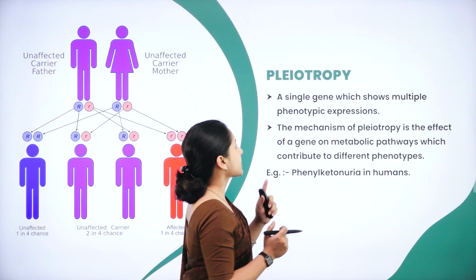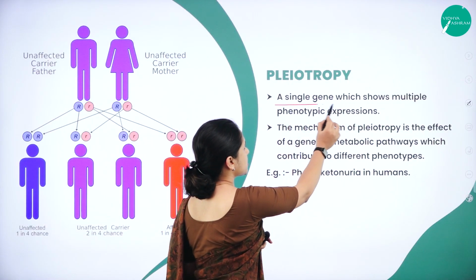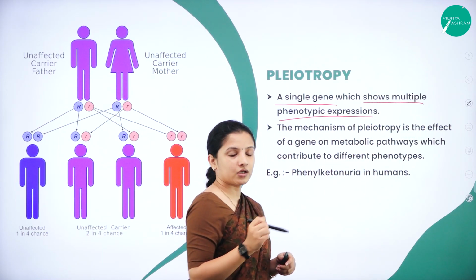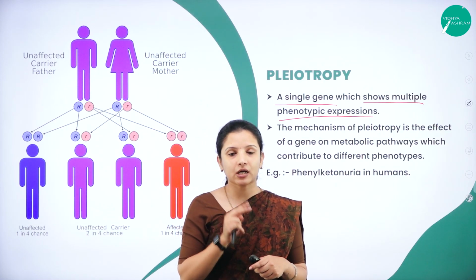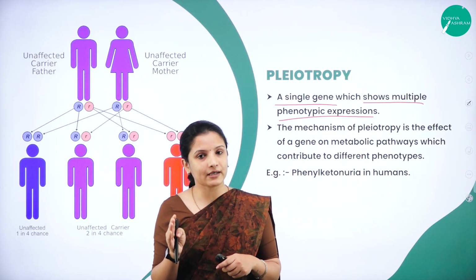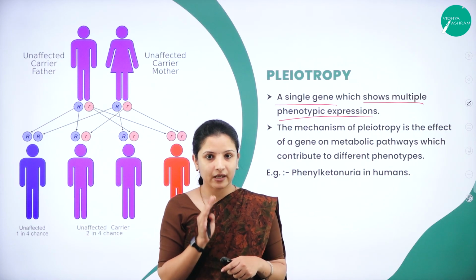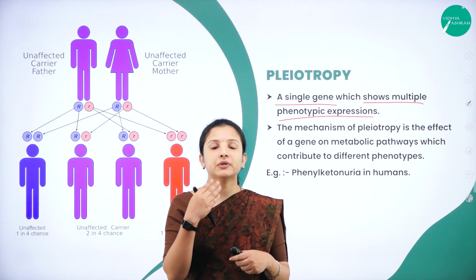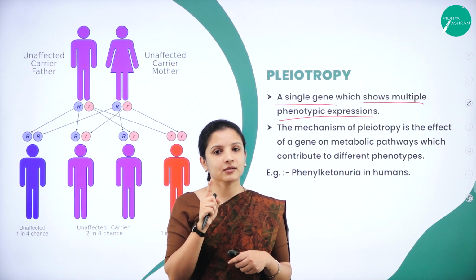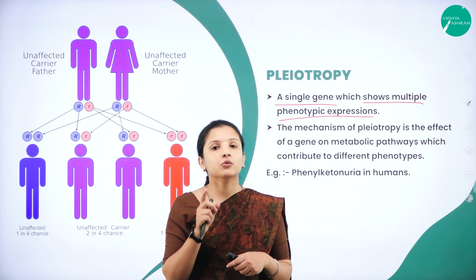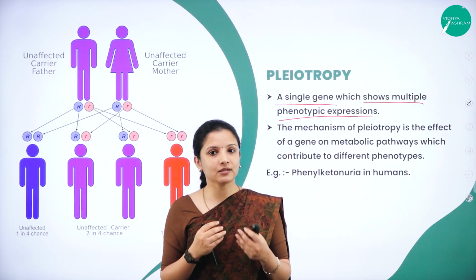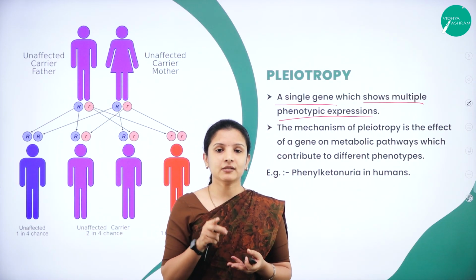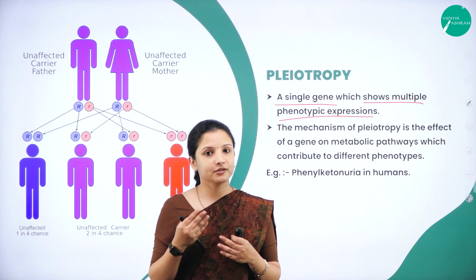Pleiotropy is nothing but a single gene which shows multiple phenotypic expression. So here one single gene controls different traits or characters in an individual. Coming again, what is polygenic inheritance? In polygenic inheritance, multiple genes control one single character or trait, wherein we took the example of human skin color. But when it comes to pleiotropy, one single gene controls different characters or traits.